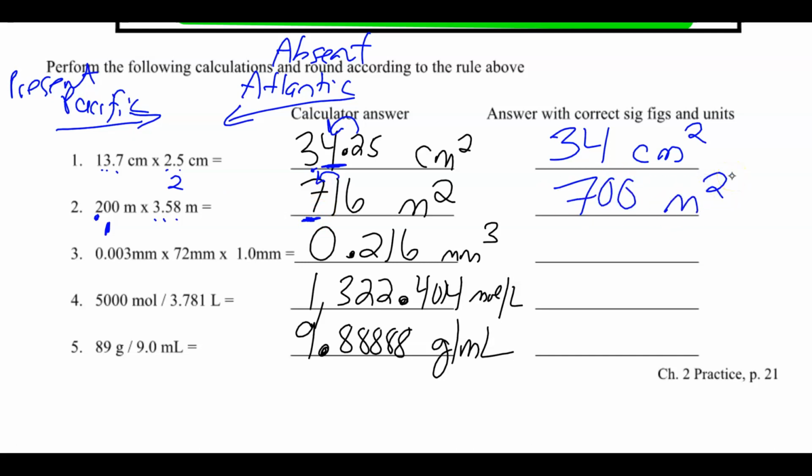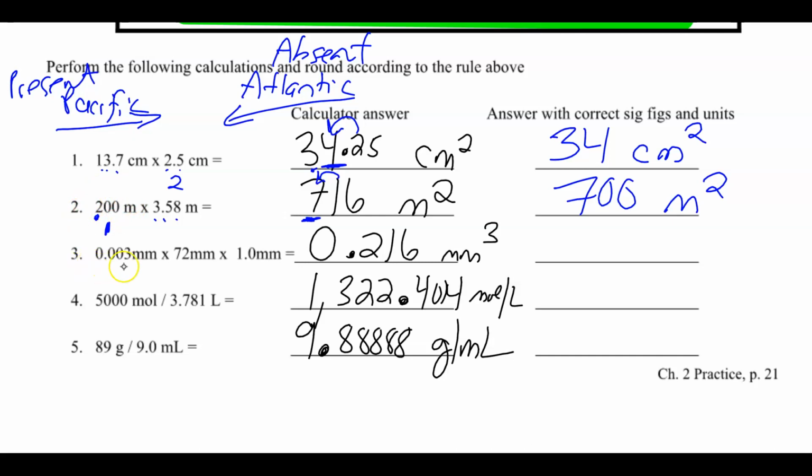I know you might not like that one, but that's the right answer because that first number, the 200, it was really uncertain. That 200 with no decimal could be anywhere from 150 to 249 meters. It all rounds to 200-ish to the nearest hundreds place.